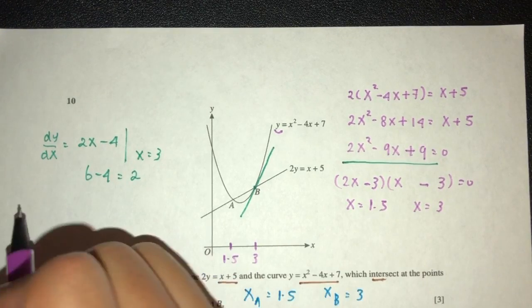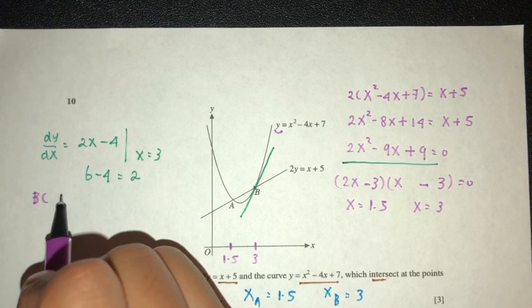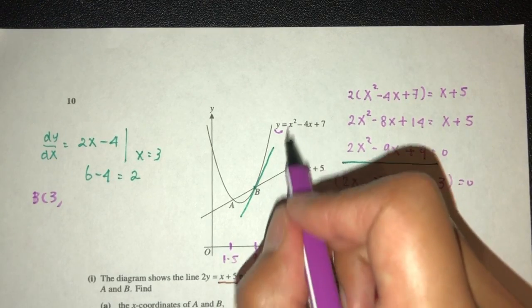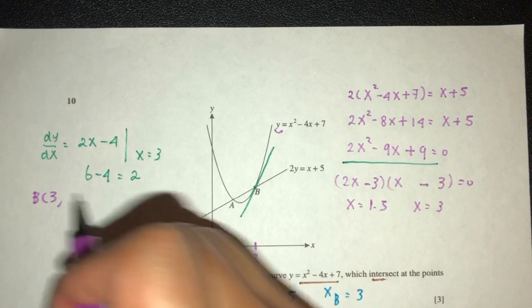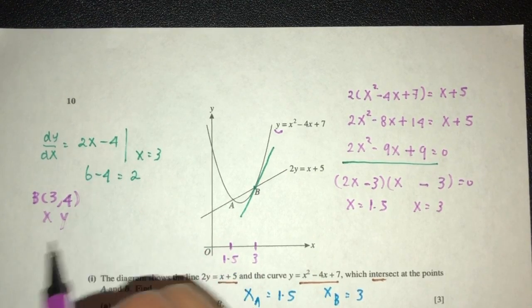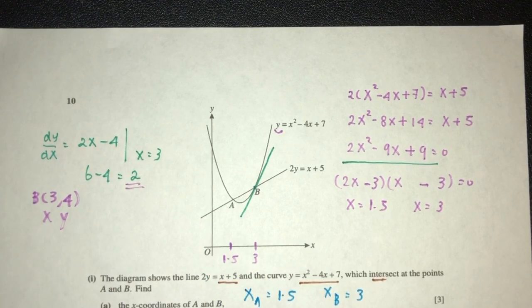So now we have a passing point B, which is 3. What is the y value? Replace back in your equation. So here we have 3 plus 5 is 8 divided by 2 should be 4. This is the x and y value, and we have the gradient. We can find the equation pretty easily.